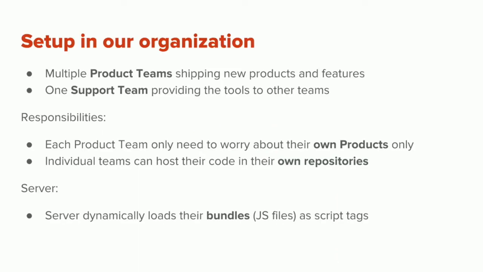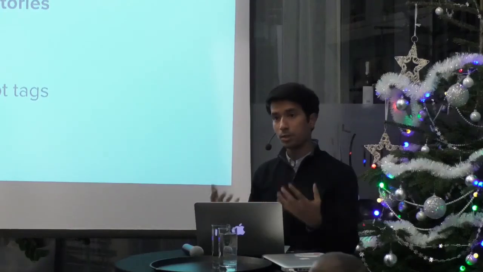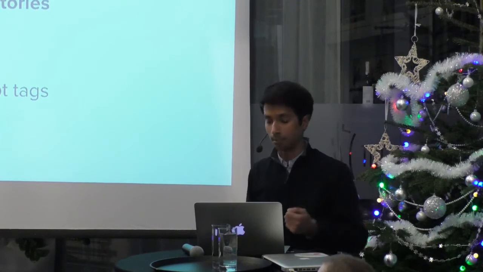So the setup in our company is like this. We have multiple product teams. They are always working every day, shipping new business features to our websites. And then we have one support team. Sometimes it's called a support team, sometimes it's an R&D team. We basically build the tools that all our engineers can use and ship features with. The product teams are always worrying about their own code, their own features and own business cases. And this allows them to have more freedom with the isolation of FrintJS apps. They can then host their own code in their own repository. So our main server is only concerned with loading the right scripts at the right time.